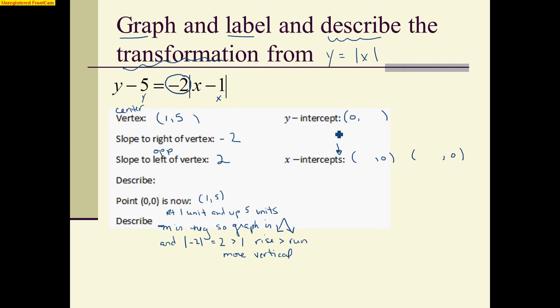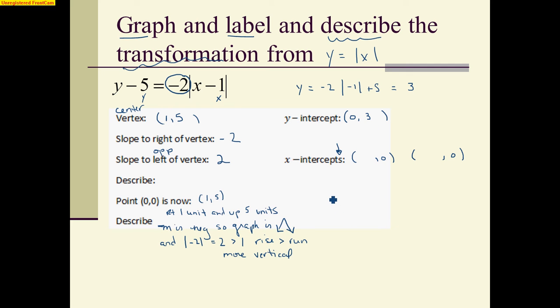First, to find the y-intercept. To find the y-intercept, I'm going to go to the equation and I'm going to plug in 0 for x. Y is equal to, and I'm going to add that 5 to the other side, -2 times the absolute value of 0 minus 1, plus 5. Absolute value of -1 is 1. 1 times -2 is -2, and -2 plus 5 is 3.